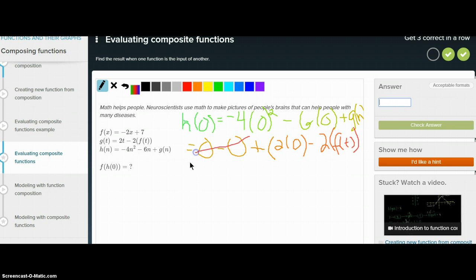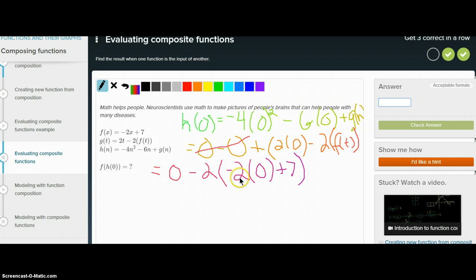Okay, so we'll just get rid of these and we'll move this over here so we have room. Okay, so let's see what we got so far. So this 2 times 0 is 0, and then minus 2 times f of t. So we're going to plug in negative 2 times 0 plus 7, because this is our f function right here.